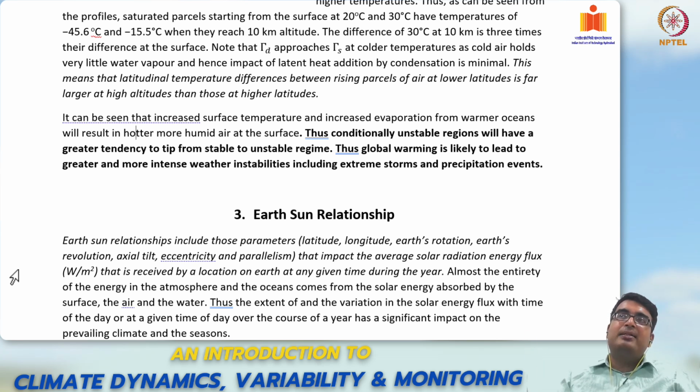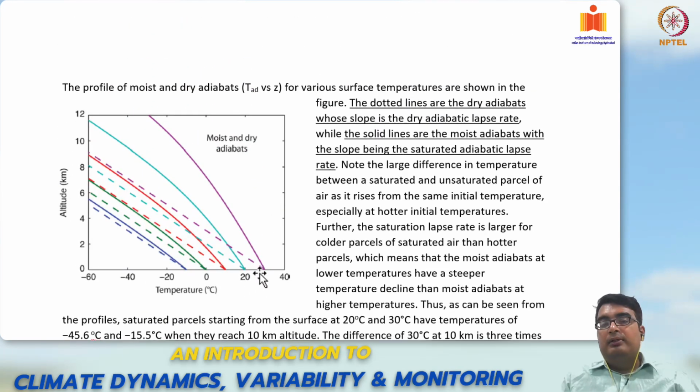This can tip the balance in a conditionally stable region from a stable to an unstable condition, and you are likely to get more weather disturbances, more intense precipitation events. Also, the gradients are much larger between regions of low temperature and regions of high temperature as you increase the temperature of a parcel of air. So temperature gradients at high altitudes are also going to get exacerbated because of the increase in the amount of moisture and heat that is present in the parcels of air.